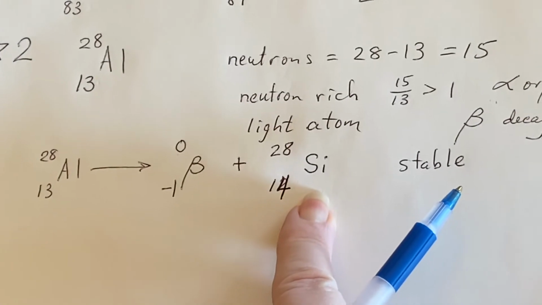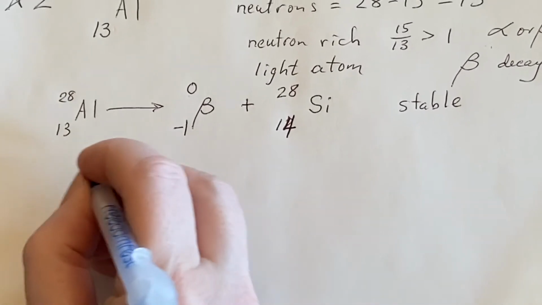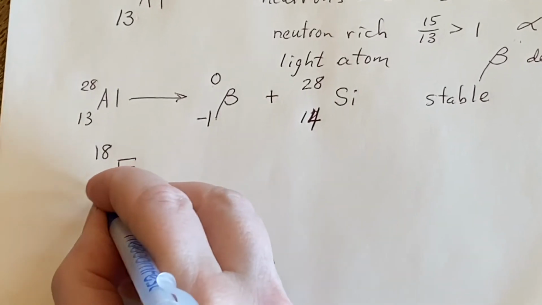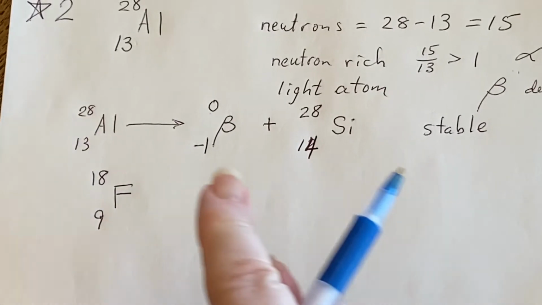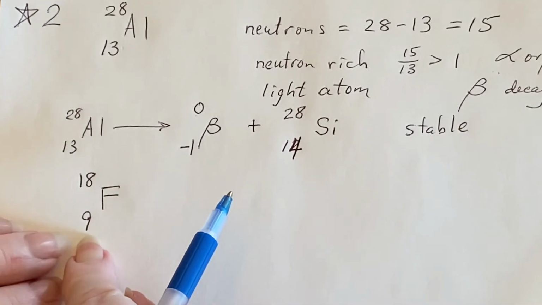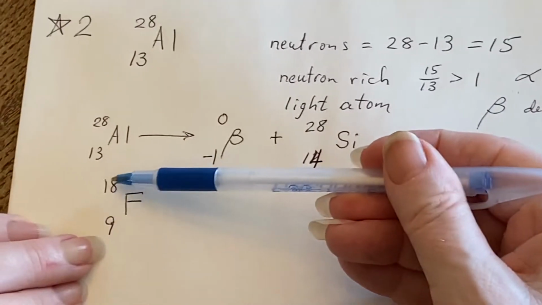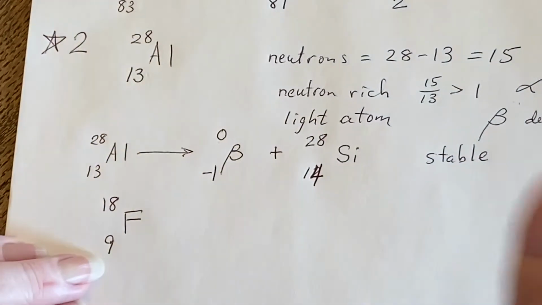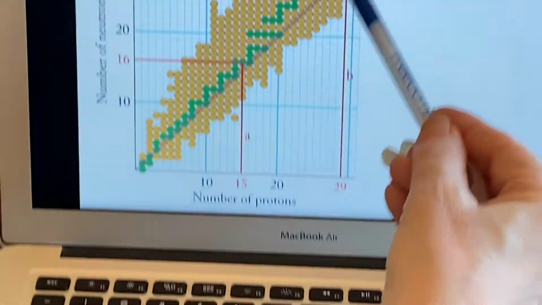Okay, now what about the other one? The other one says it's fluorine 18. I go look up where fluorine is in the table and it's element number 9, which means the protons are 9. And then I'm trying to decide what that's going to do. I will go to the chart because if I look at it right now, I say 18 minus 9, that's 9. 9 over 9 is 1, and I think, well, that sounds good because we said there was a line there, right? This line right here.